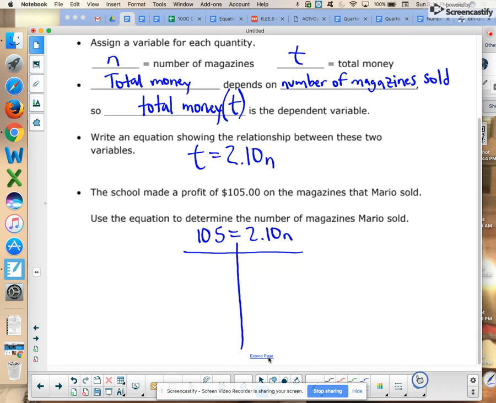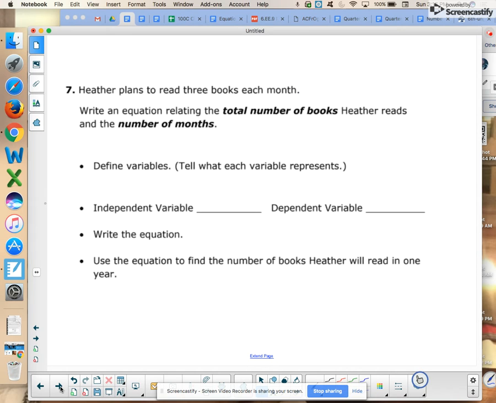So we do a T-chart to solve this one. We're going to divide both sides by $2.10 to isolate the variable N. And we get that it is 50. So we write our sentence, Mario sold 50 magazines. Question number 7. Go ahead and give it a shot. Pause the video now.